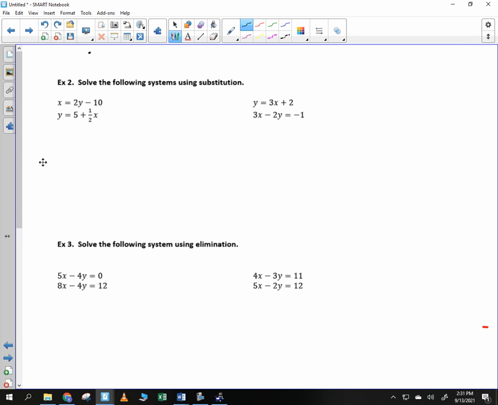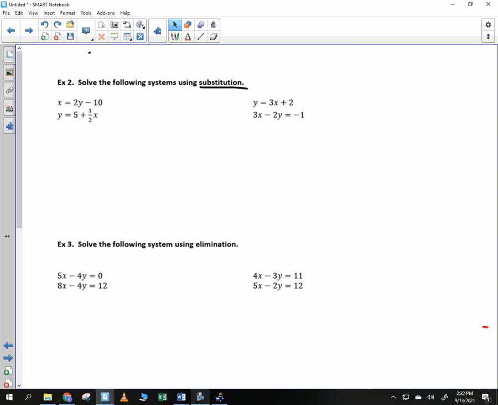There's a second way that we could solve systems, and that would be by substitution. This is not by graphing. This is going to be an algebraic representation. You have x equals and you have y equals. So I could take what x is and plug it in here, or I could take what y is and plug it in here. Do you want to plug in for x or do you want to plug in for y? What would you like to do?